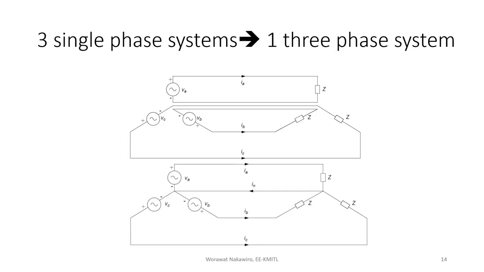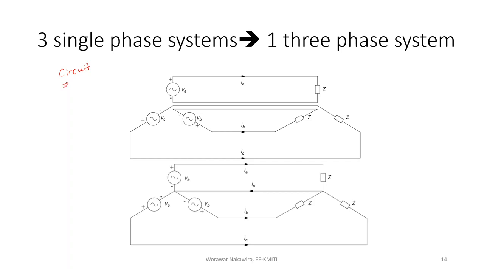Now, what do we mean by a three-phase system? Essentially, the three-phase system is three separate circuits of a single-phase system. Three single-phase systems would be combined into one single three-phase system. You can see in the above picture that we have the circuit.